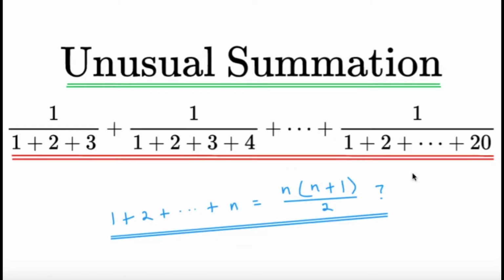Here's an item on algebra. Evaluate the sum below: 1 over 1 plus 2 plus 3, plus 1 over 1 plus 2 plus 3 plus 4, all the way until the last term, 1 over 1 plus 2 plus so on and so forth until 20. So try to get the value of this unusual summation.